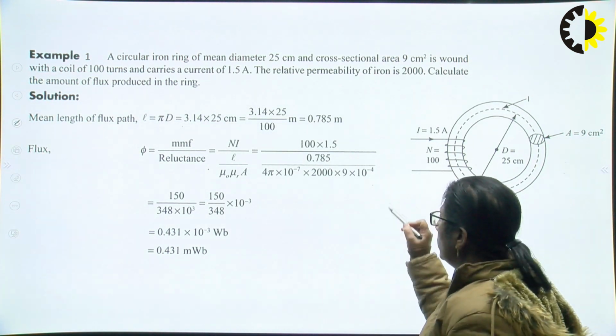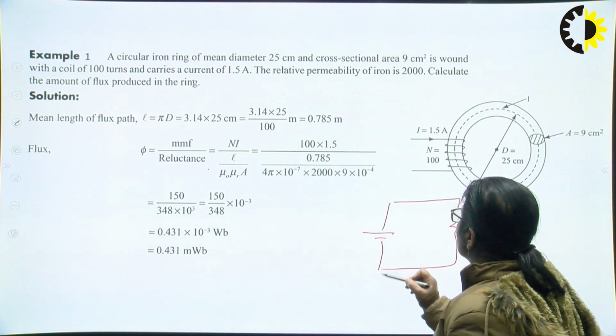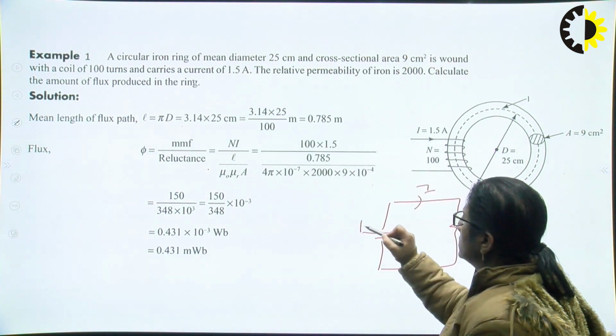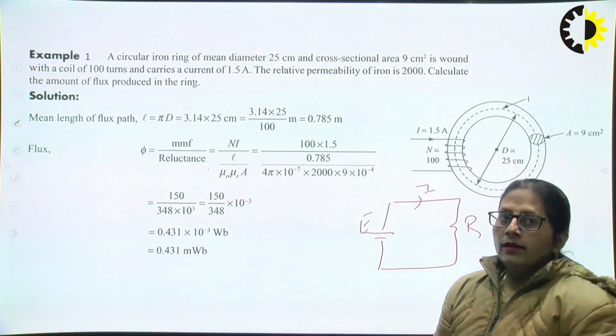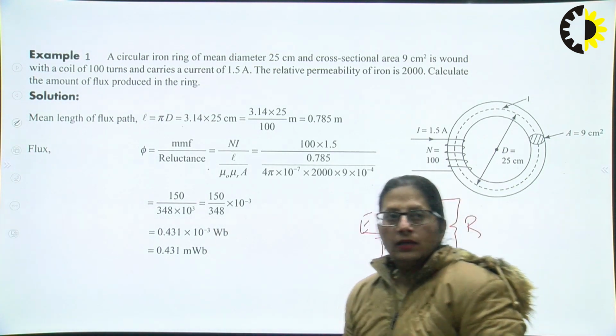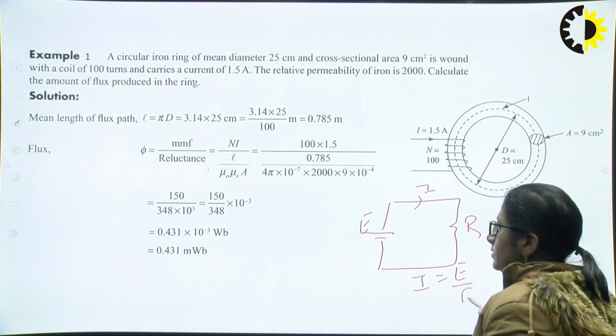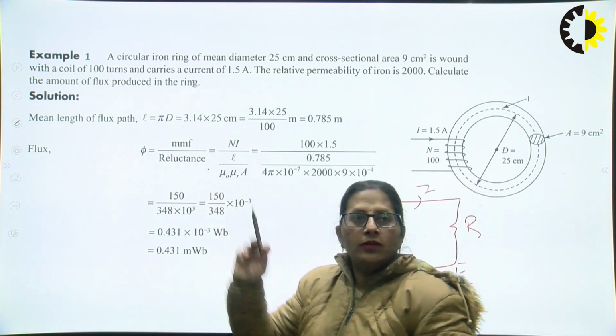If at all I want to draw its electrical equivalent, it's just a voltage source, a single resistance, and the current flowing. This is E, this is R. The quantity which is being asked is flux, right? And here I want to have current. So that will be given by E upon R. Similarly, here the flux would be given by mmf upon reluctance.